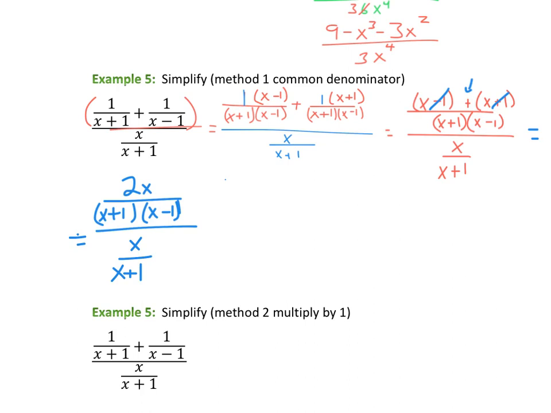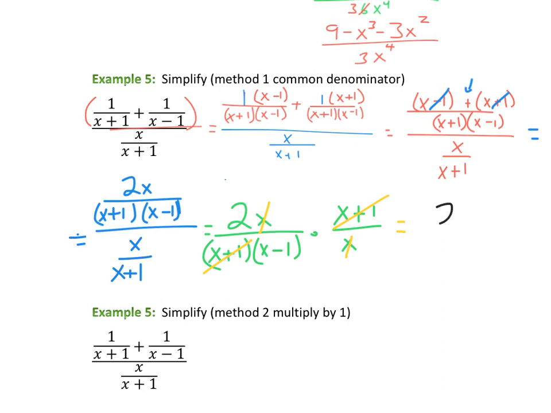Now that the top is just a single fraction, I can do keep, change, flip. So 2x over x plus 1, x minus 1, change the multiplication and flip the second fraction. Now that it's a multiplication problem, we should factor everything, but lucky for us, it's already all factored. So I'm just going to cancel anything that appears on top and also on the bottom. I see an x plus 1 on top and also on the bottom. And I see an x on top that's also on the bottom. My final answer is whatever's left: 2 over x minus 1.